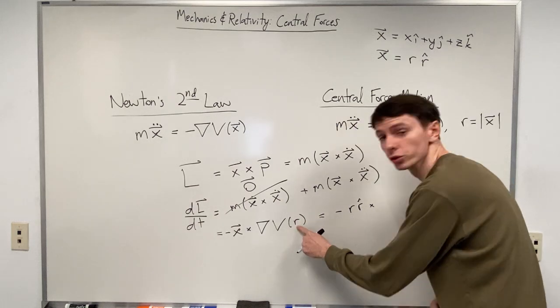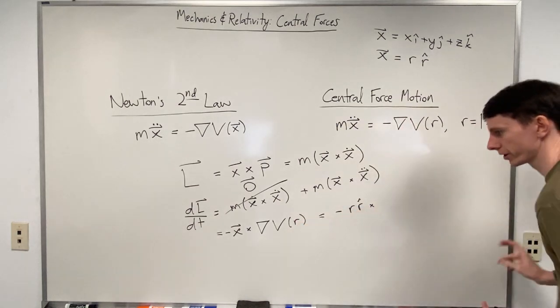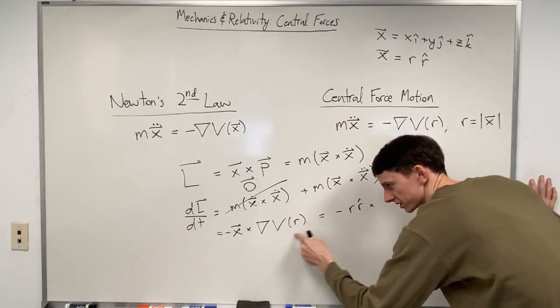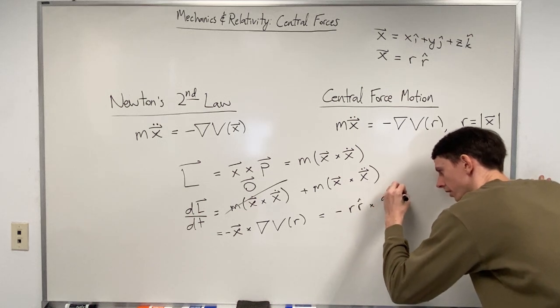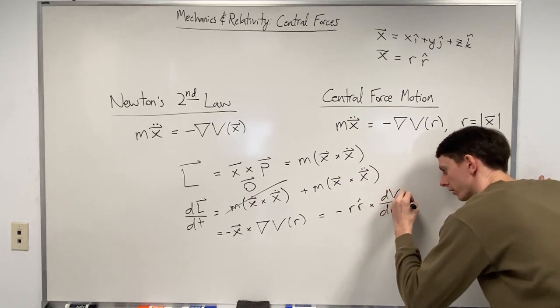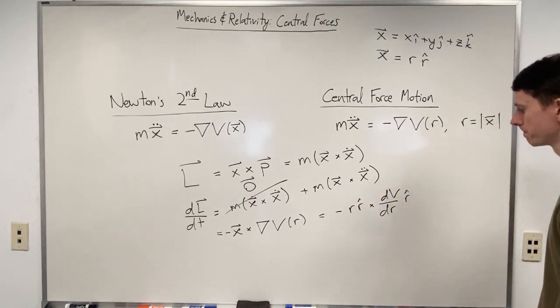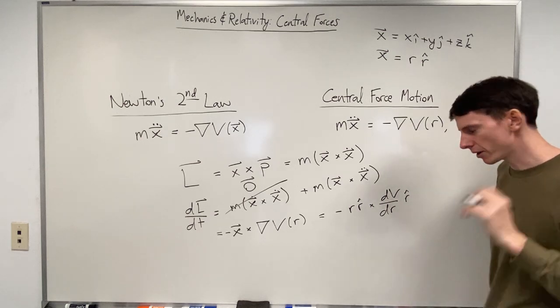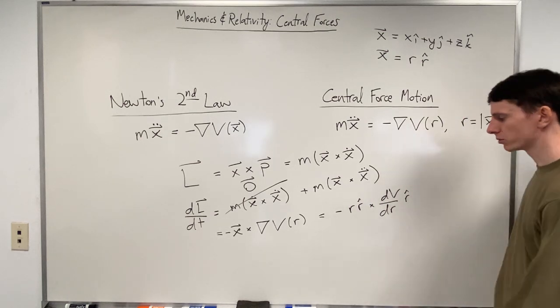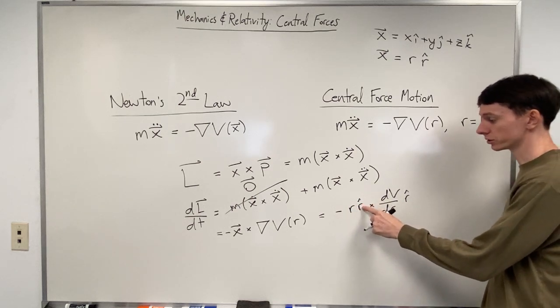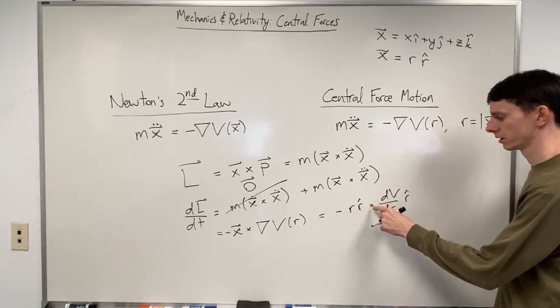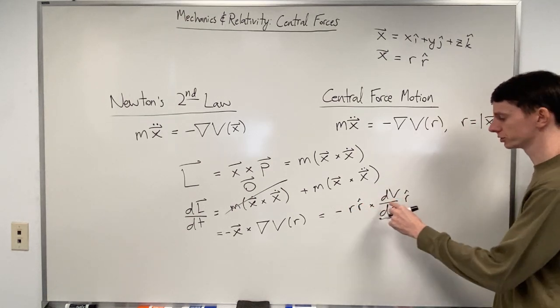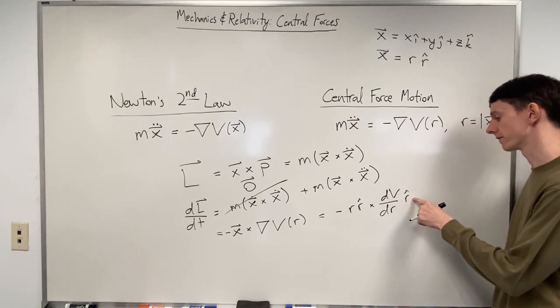So because this only depends on r, specifically the radial coordinate, we can re-express this gradient as just the radial derivative of r, and it points in the r hat direction. Okay, so hopefully that makes sense. And now at this point, we can see that we have some magnitude times the r hat direction in a cross product with some magnitude times the r hat vector.